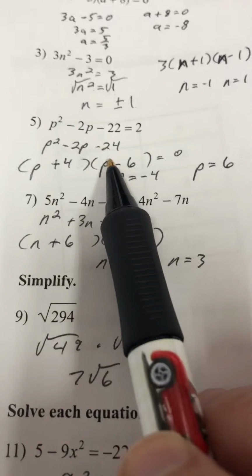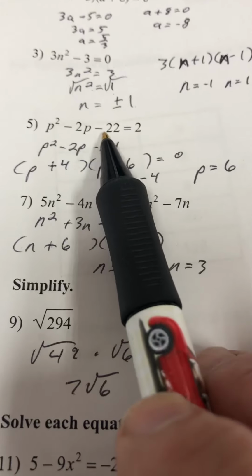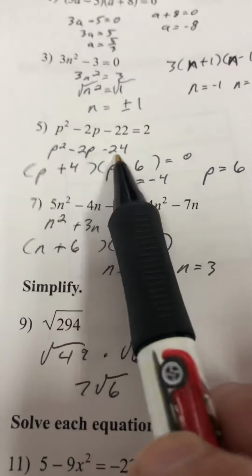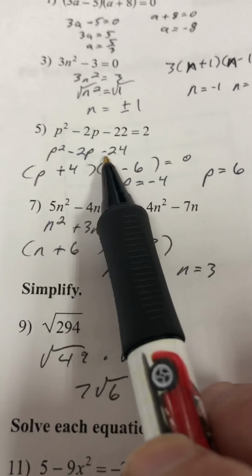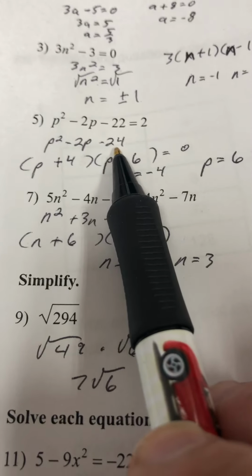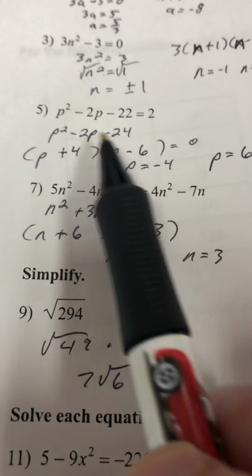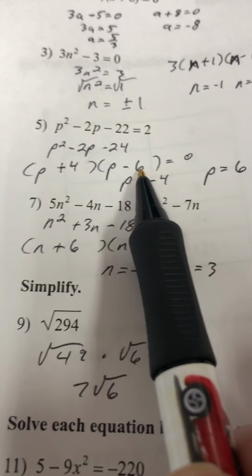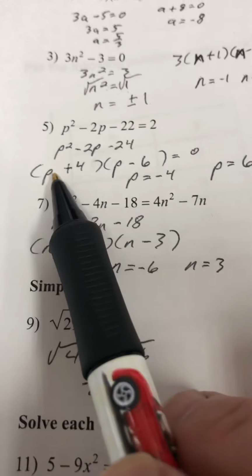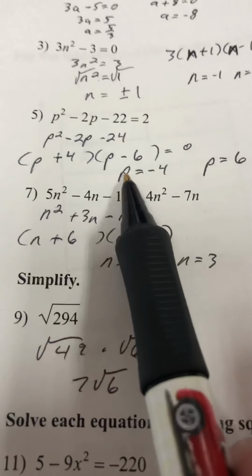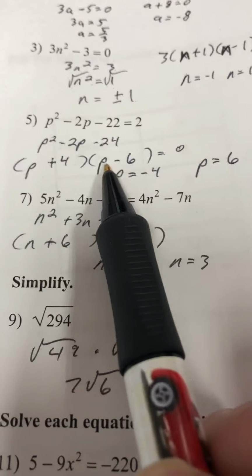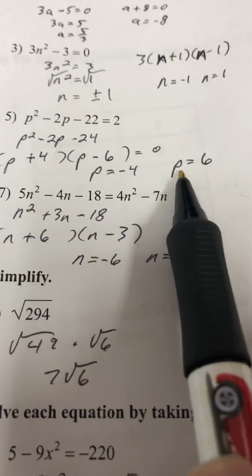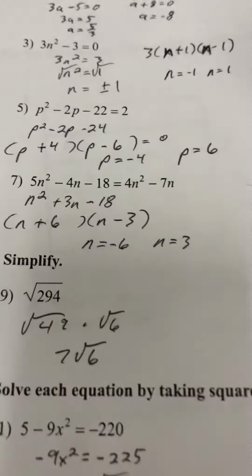For number 5, if I subtract this 2 from both sides, that'll set it to 0. That's what I need to do first. And then I factor this out, and I look at what I can multiply to get -24 and add together to get 2. That would be 4 and 6, and the 6 has to be the negative because I have -2. So then I set p plus 4 to 0, so p equals -4, and p minus 6 equals 0. And I just solve for p, and so p equals +6.